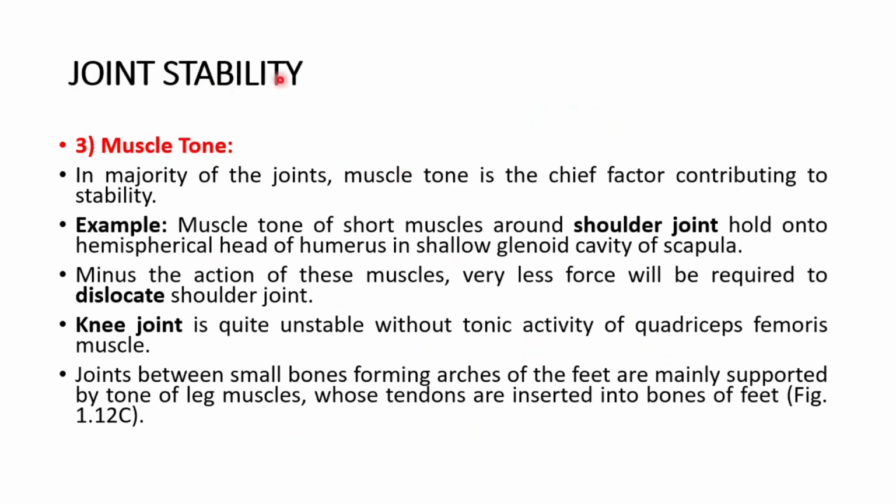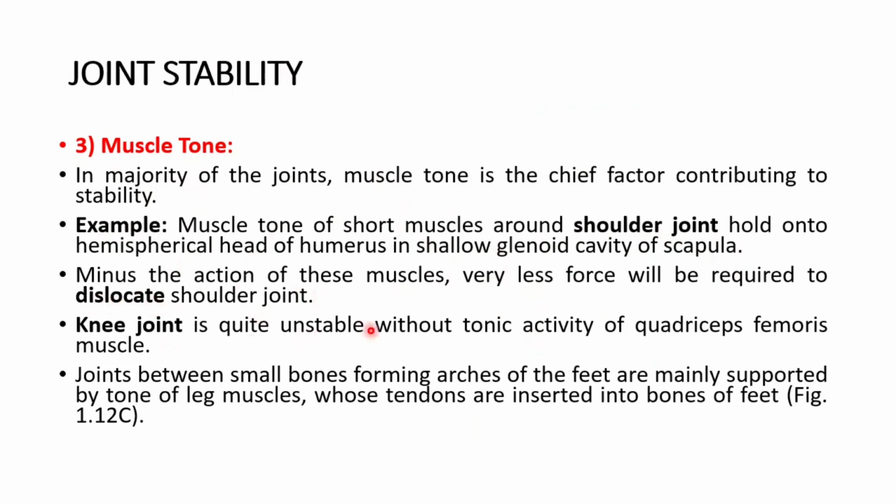So the last stability factor is the muscle tone. In majority of the joints, muscle tone is the chief factor contributing to stability. Example is the muscle tone of short muscles around shoulder joint hold on to hemispherical head of the humerus in shallow glenoid cavity of the scapula, right? They are the muscles of the rotator cuff. So minus the action of these muscles, very less force will be required to dislocate shoulder joint.